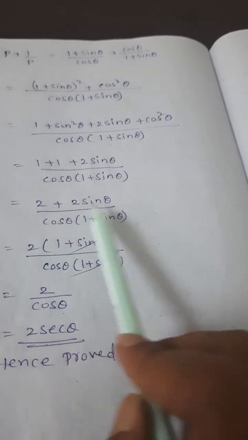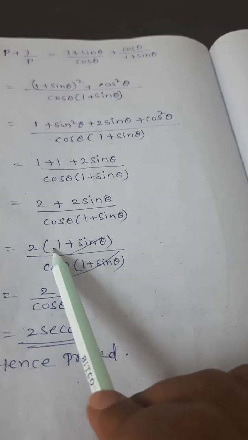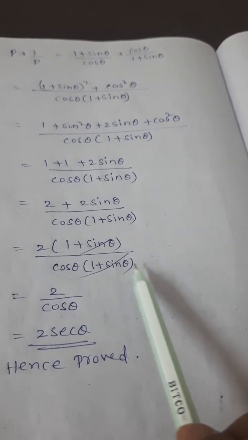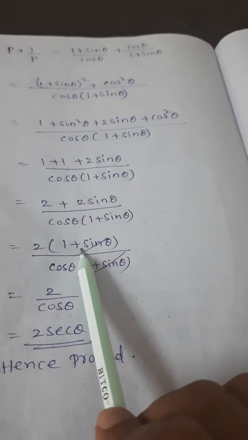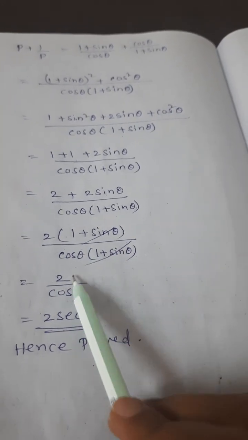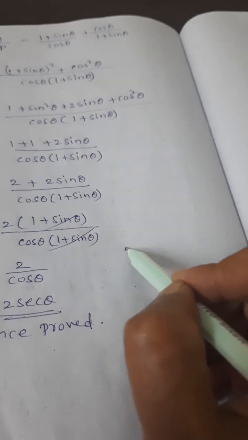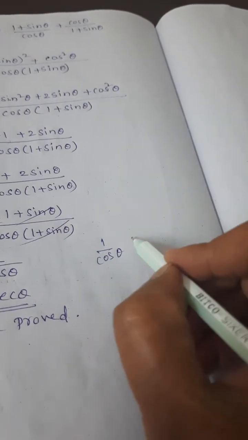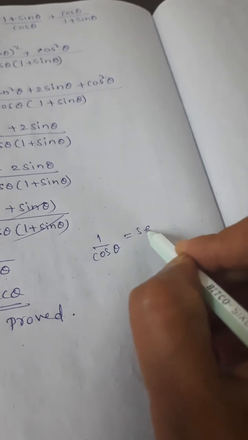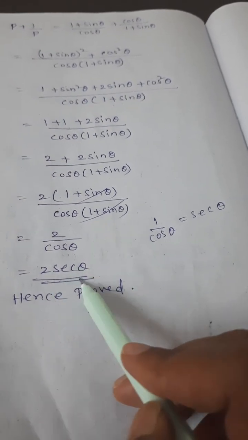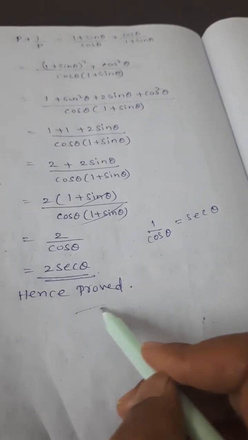Here we can take 2 as common. 2 into 1 plus sin theta by cos theta into 1 plus sin theta. Here 1 plus sin theta, 1 plus sin theta cancel. 2 by cos theta. 2 by cos theta means what? 1 by cos theta is equal to what? 1 by cos theta is equal to sec theta. So here 2 by cos theta means 2 sec theta. So hence proved.